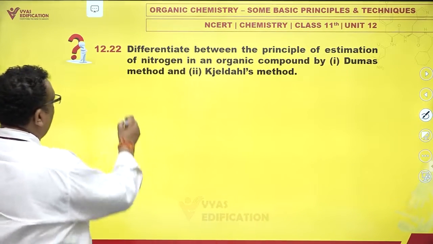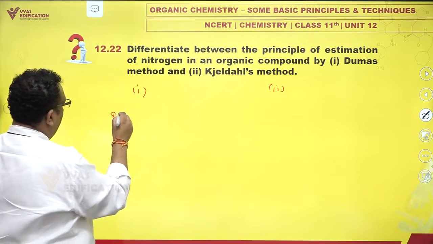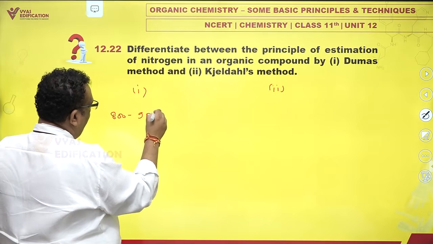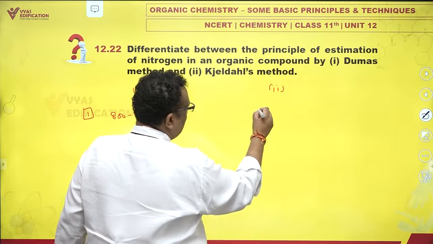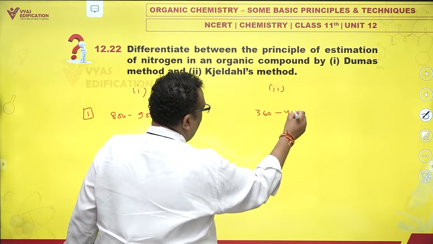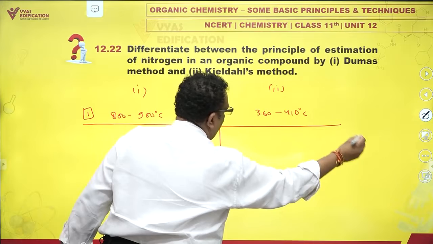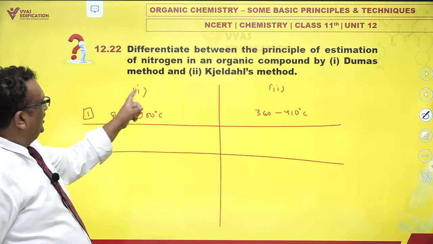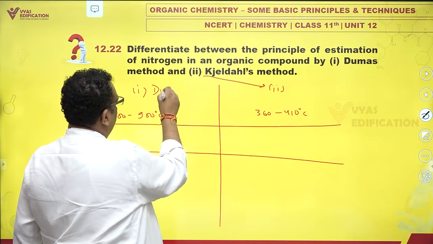So Dumas method, you heat it to 800 to 900 degrees Celsius, while in this case it is just 360 to 410 degrees Celsius. So this is one point of distinction. This is Dumas method, this is Kjeldahl's. I'm just mapping it here.